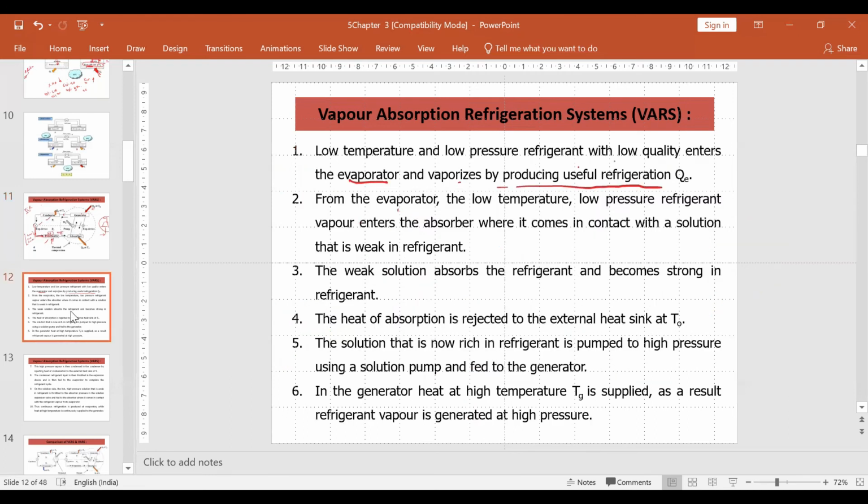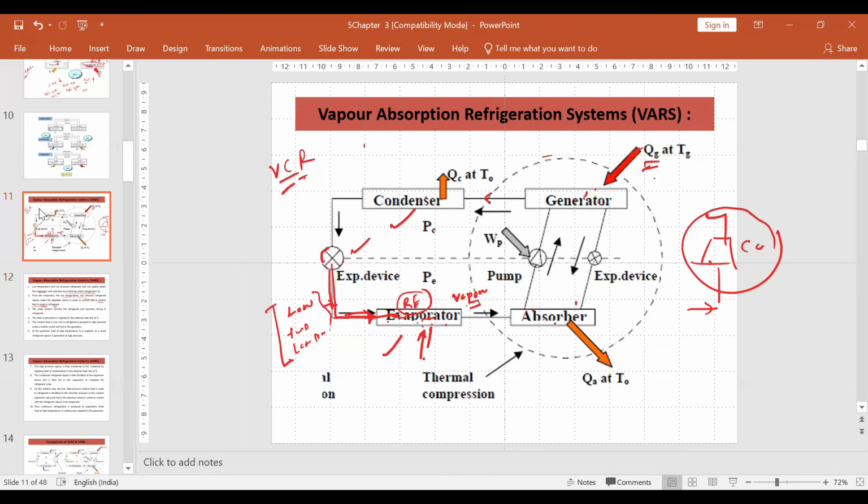After that, from the evaporator, the low temperature, low pressure refrigerant vapor enters the absorber, where it comes in contact with the solution that is weakened refrigerant. What is the meaning? Already we have explained. Weakened refrigerant means, suppose it is the lithium bromide plus water. So, in this case, the water is refrigerant. Water is refrigerant if this is a lithium bromide solution. So this water now produces vapor here.